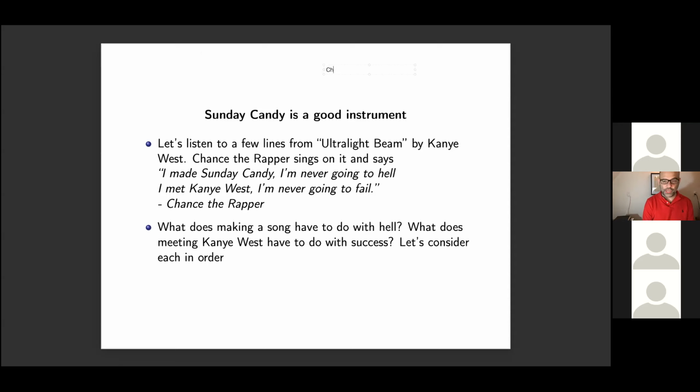Chance had a popular song a few years earlier called Sunday Candy. Chance also is close with Kanye. They're both from Chicago, and Chance admires Kanye a lot. And obviously, Kanye is one of the most famous artists in the world. Let's keep that in mind.